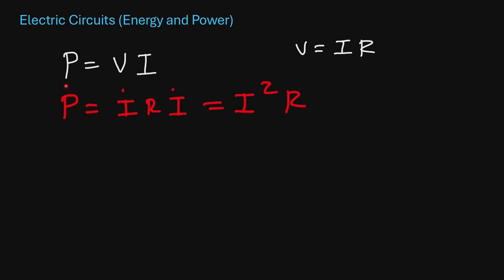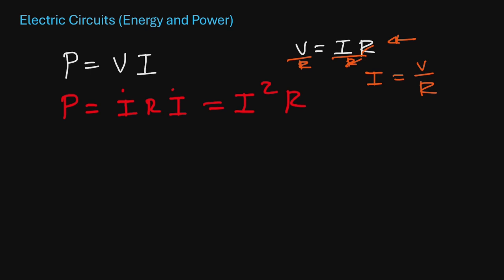So another equation can also be formulated. Let's say now in Ohm's law, we make current the subject of the formula. So you're going to have current equals voltage divided by resistance, since when you divide both sides by R, you have current equals voltage over resistance.